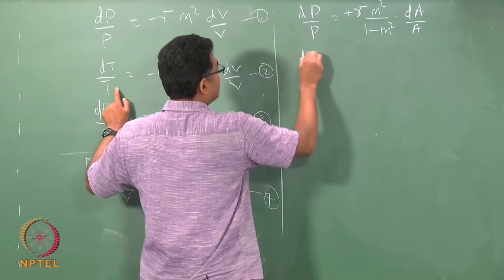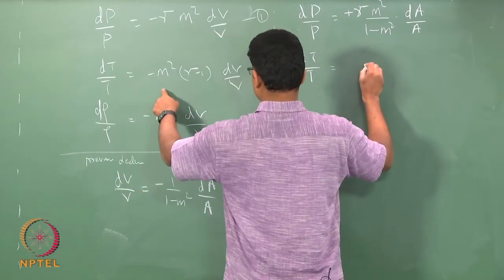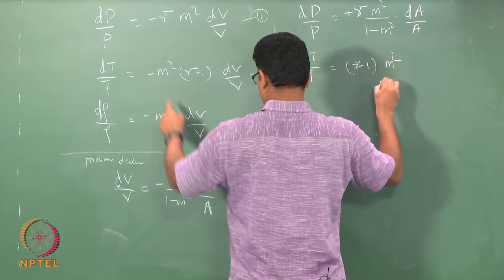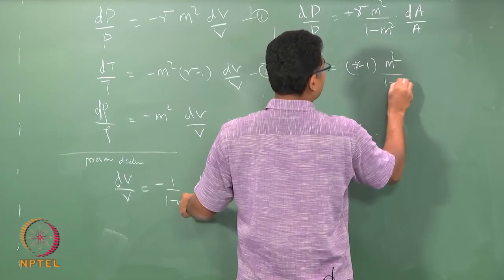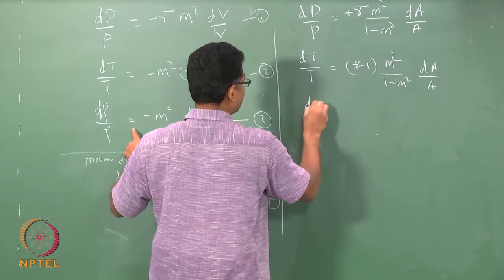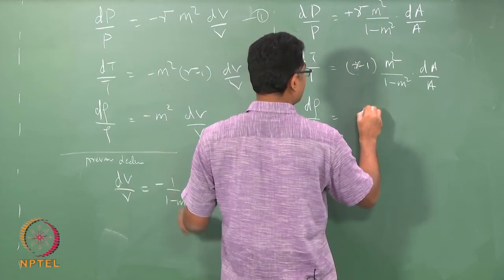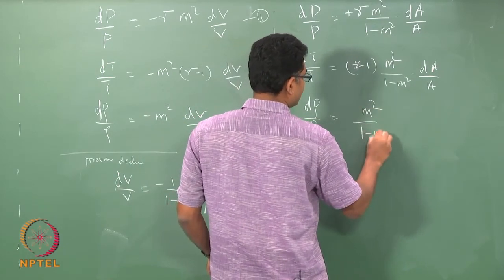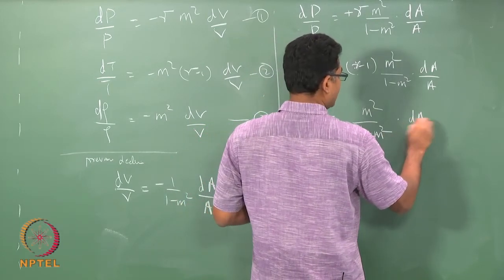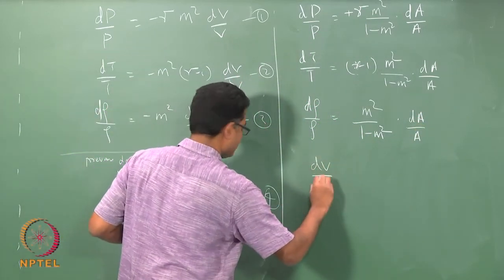Now, dT by T, minus and minus cancel out. So, this would be (gamma minus 1) M squared by (1 minus M squared) into dA by A. Now, let us look at the density. Minus and minus cancel out. So, I would get M squared by (1 minus M squared) into dA by A. I will write this along with it so that we can compare.